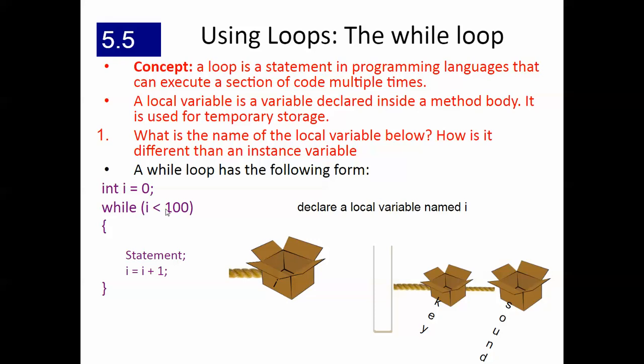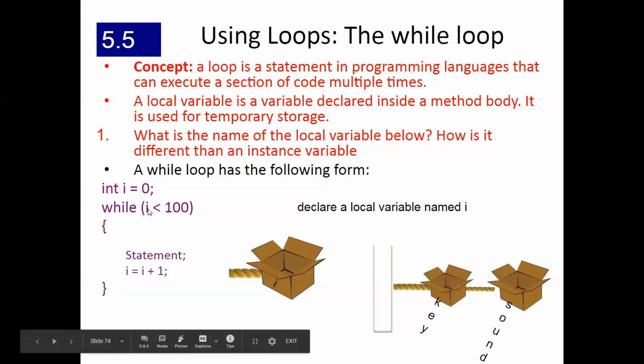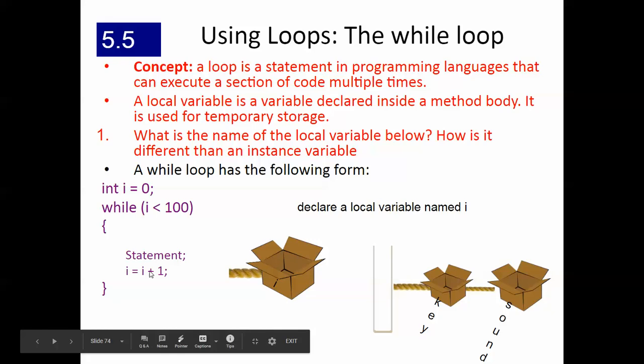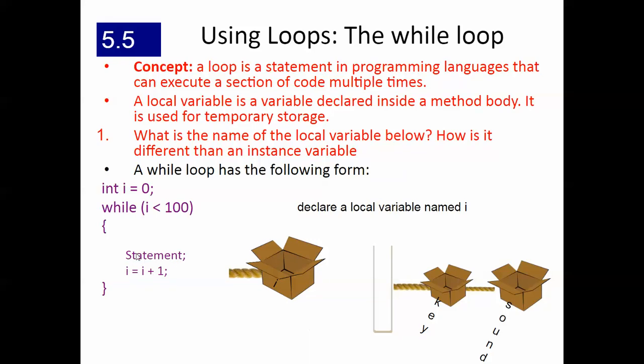Is 1 less than 100? Yes, it's going to do it. And then now i is 2, that's still less than 100, so on and so forth until you get all the way to 99, and then i equals 99 plus 1, that's 100. You pop back up here. 100 is not less than 100, so it's going to kick you out of your loop. So it's going to execute whatever code you want right here 100 times.